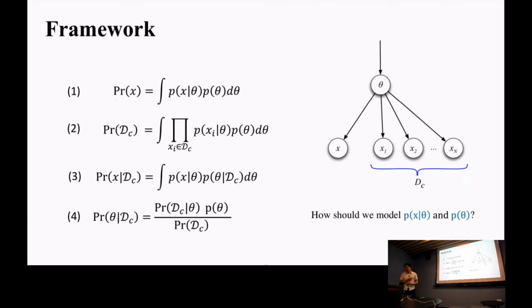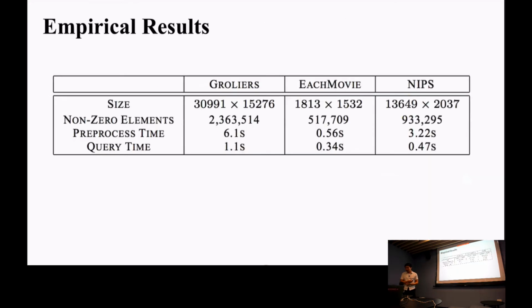So in this paper, they conduct experiments with 3 datasets. The first dataset is Groliers, which is an encyclopedia. The second dataset is EachMovie, a rating dataset, and the third dataset is NIPS, which is academic papers. So they do all the pre-processing, and the resulting matrix includes 0 and non-zero elements in the vectors. So here are some of the statistics of the 3 datasets.